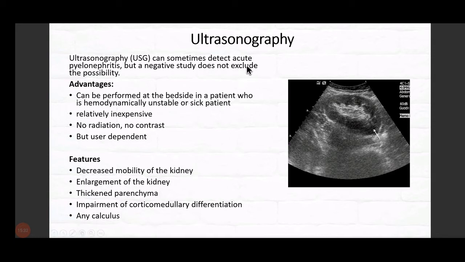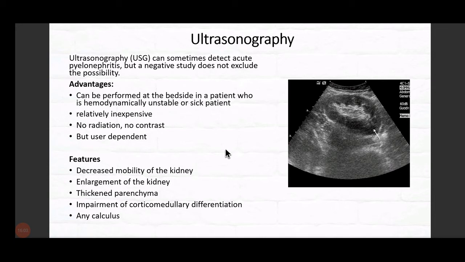However, it is not a very good investigation. It can pick up pyelonephritis in up to 40 to 50%. In the rest of the cases, it may not be able to pick it up. What is found in these cases? The features may be enlargement of the kidney, thickening of the surrounding fascia, impairment of corticomedullary differentiation. Any calculi in the kidney or ureter can be picked up, and decreased mobility of the kidney. Whenever there is a surrounding inflammation, the fascia holds it.